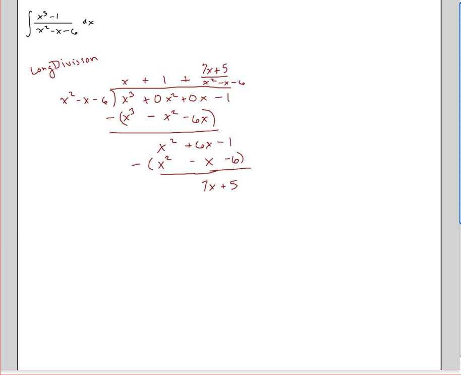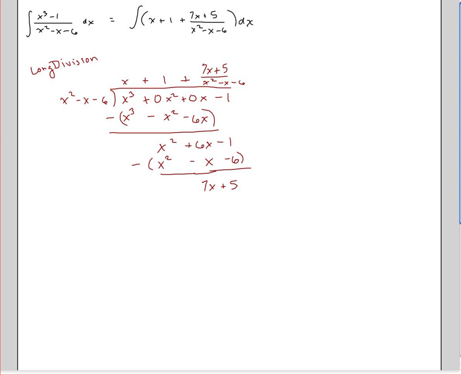Okay, so let's go back to this original fraction. So what we just did is said that the original integral is now equal to the integral of x plus 1 plus 7x plus 5 over x squared minus x minus 6 dx.